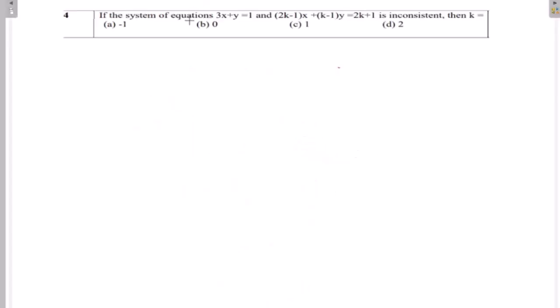Now the fourth question is, if the system of equations, two equations we are given, 3x plus y is equal to 1 and (2k minus 1) into x plus (k minus 1) into y is equal to 2k plus 1. So a pair of equations we are given, and it is given that the equations are inconsistent.